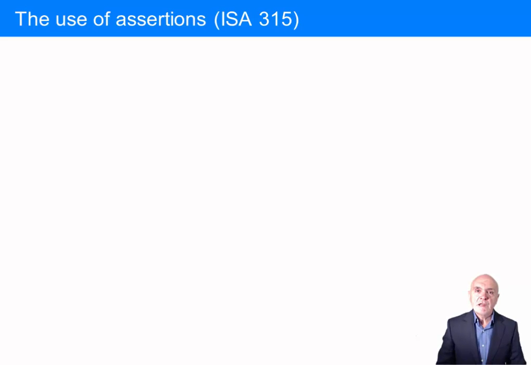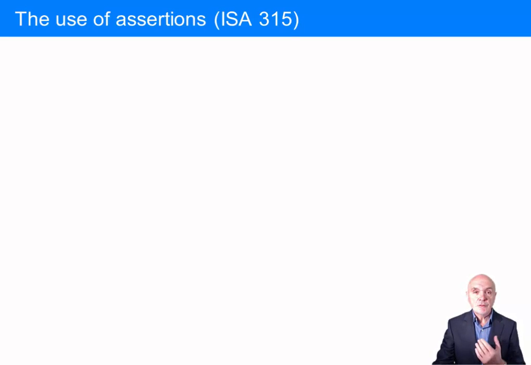In this chapter, we revisit the use of assertions that we first looked at in chapter 10, and we're revisiting it because the idea of assertions and the idea that we require evidence to support each of the assertions is very important in auditing and in the exam.